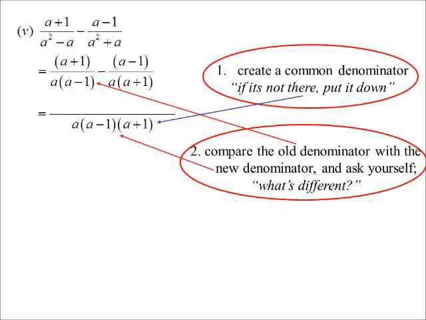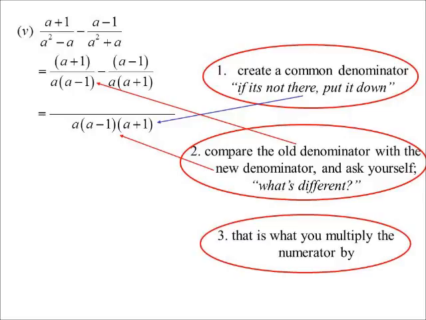Hey, the denominator was, in this first fraction, a minus 1. It's now a minus 1, a plus 1. What's different? So that's what I multiply the top by. So it becomes a plus 1 squared. Minus, now let's have a look. In the second one, the denominator was a plus 1. What's different? A minus 1. So that's what I multiply the top by. Now, we can't do any cancelling yet because the top is not factorised.